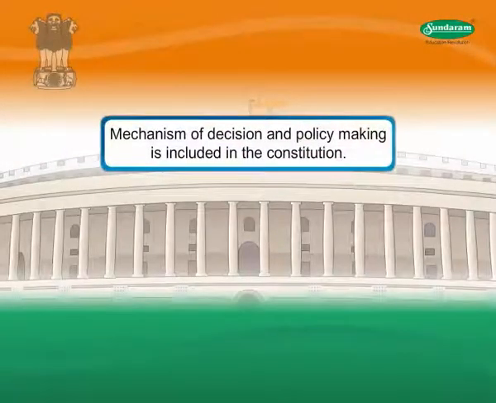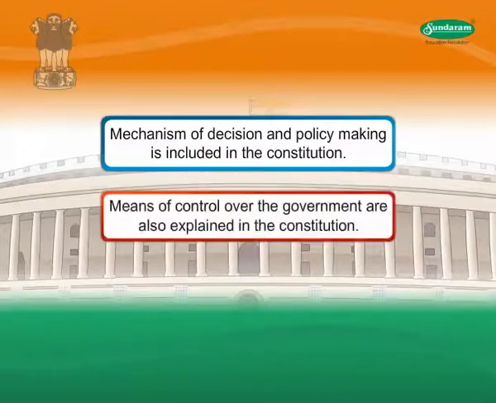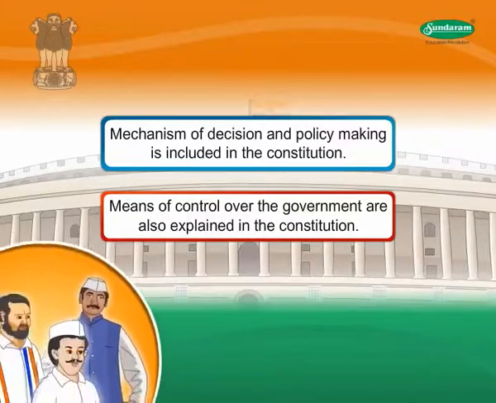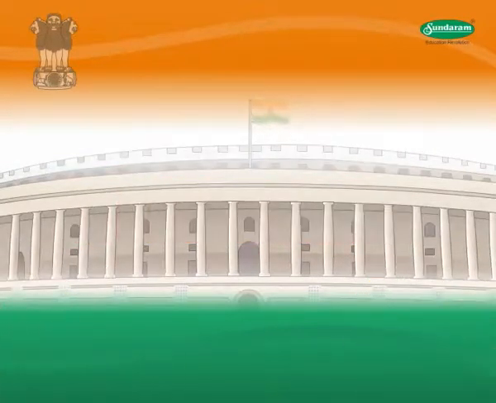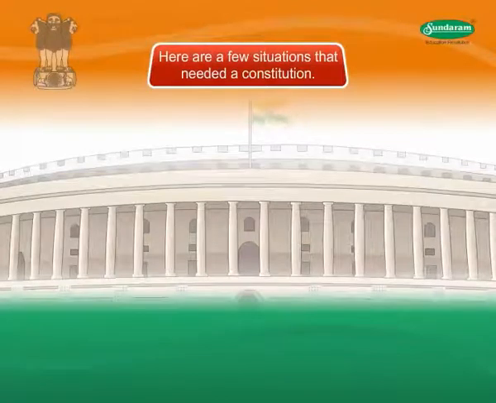Mechanism of decision and policy making is included in the Constitution. Means of control over the government are also explained in the Constitution. These things help rulers as well as citizens, so they need Constitution. Here are a few situations that needed a Constitution.